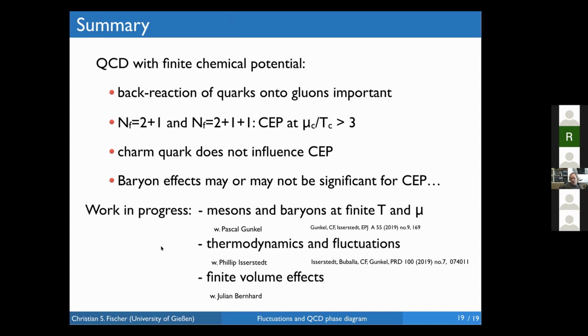Pascal right now has also calculated results for the vector mesons at finite chemical potential, and we have first results also at finite temperature. Philip is currently looking more closely into the issue of thermodynamics and fluctuations, and we're also currently investigating finite volume effects within the PhD thesis of Julian Bernhardt.